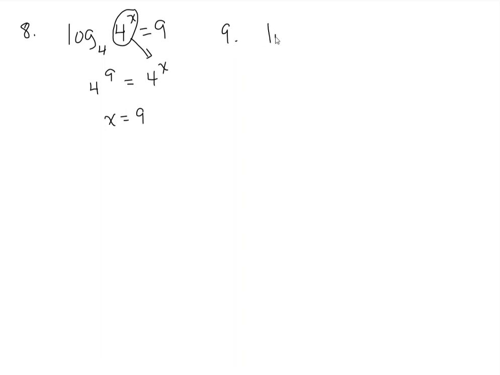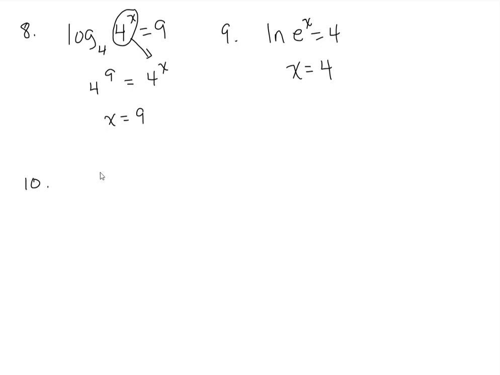Problem 9, I have the natural log of e to the x equals 4. Remember, this is asking me, what power do I need to raise e to in order to get e to the x? I'll need to raise it to the x power. So x is just going to be 4. And again, I can think of this here as just an inverse function that cancels and gives me the x.